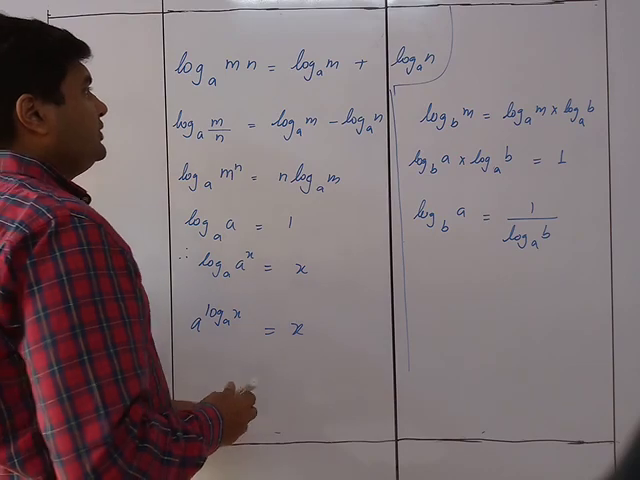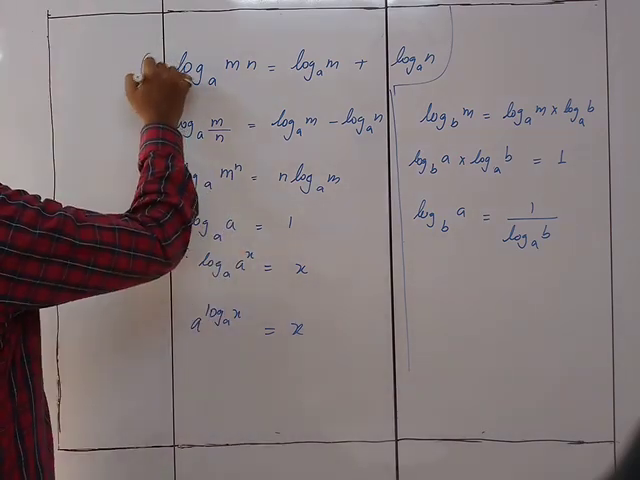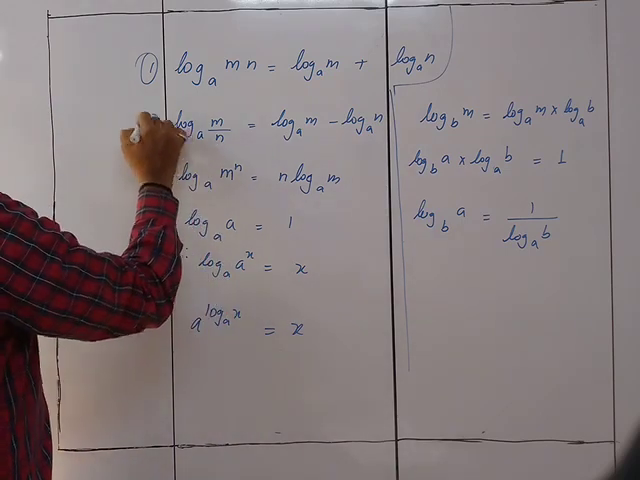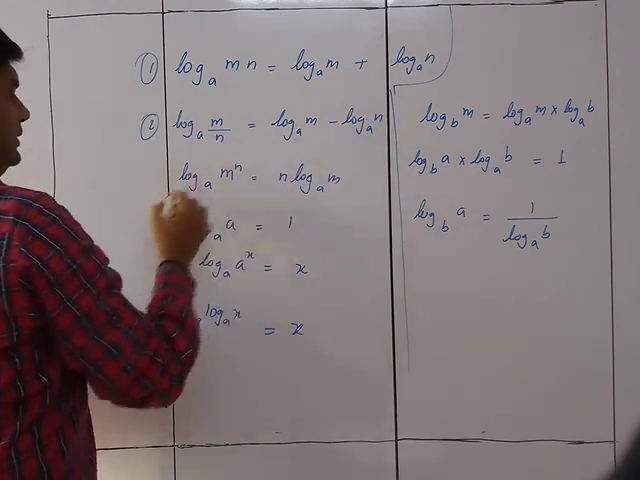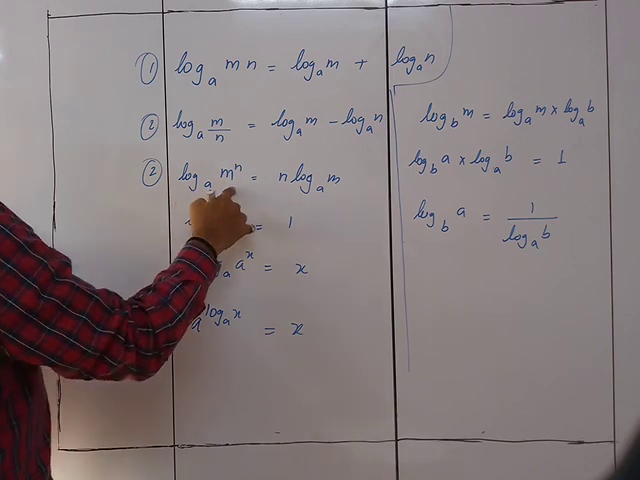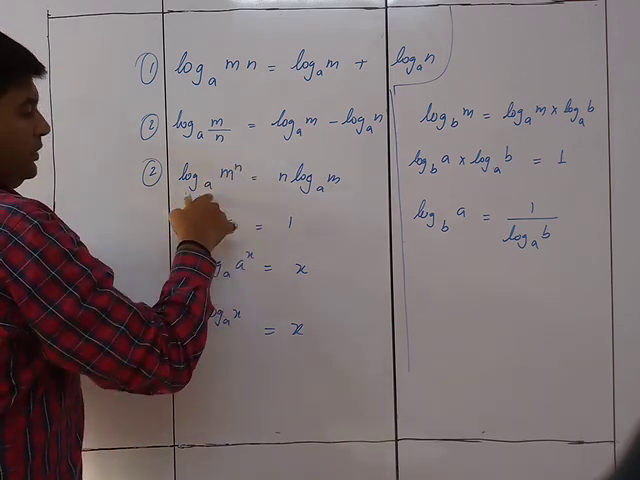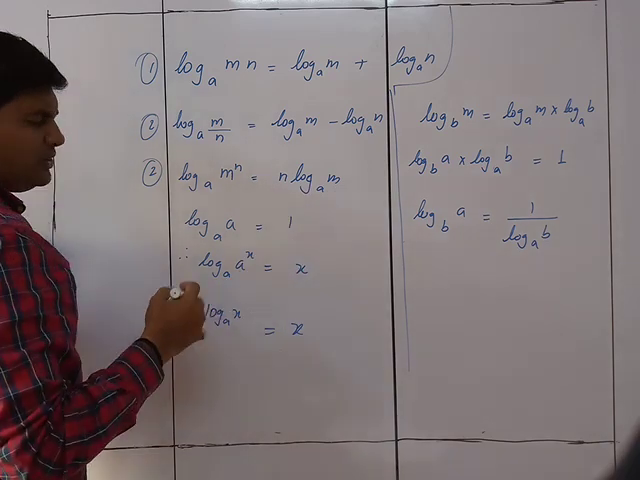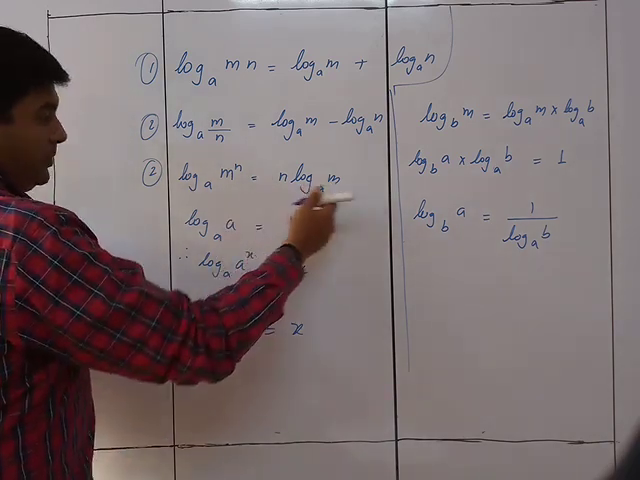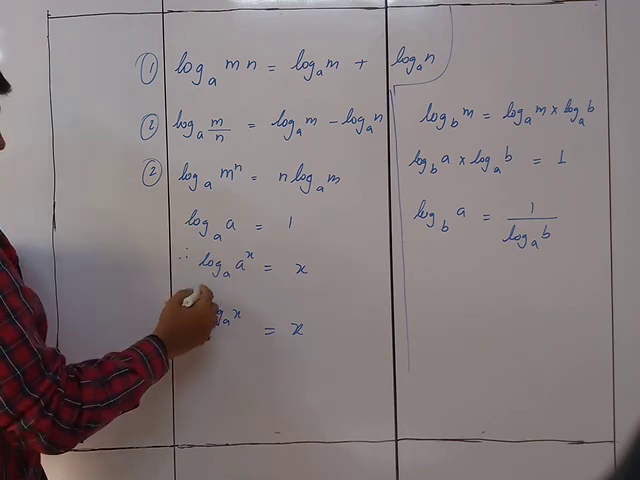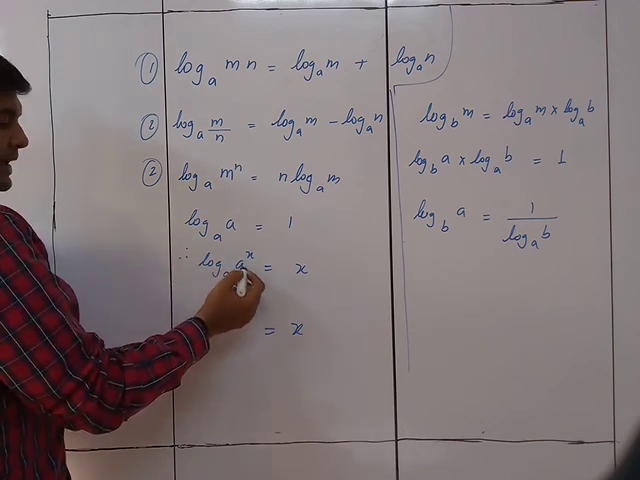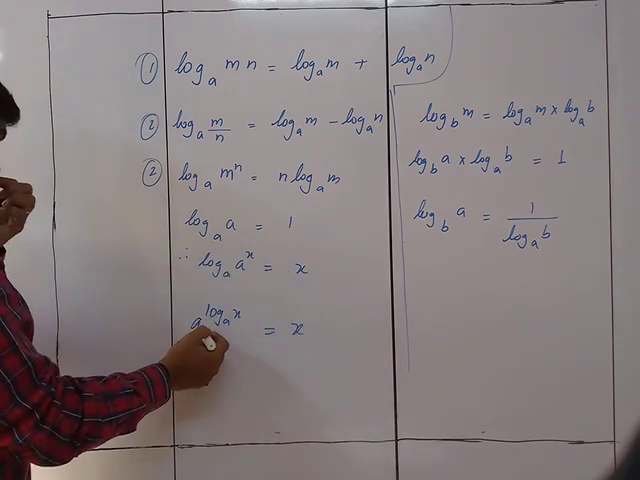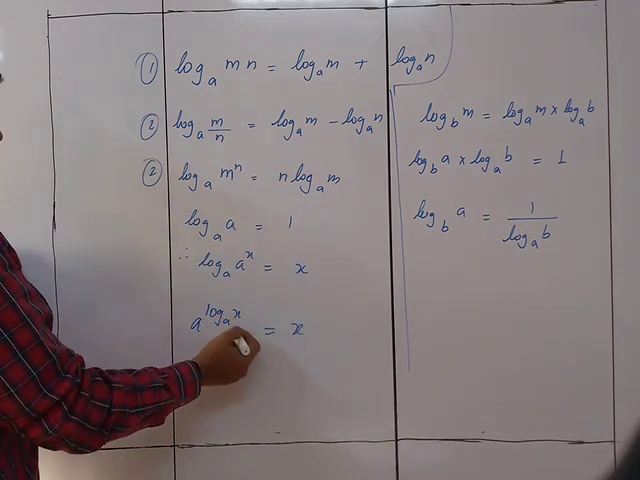So these are the formulas which you need to remember. The first one is log of m into n is log of m plus log of n. Log of m upon n is equal to log of m minus log of n. And log of m raised to n to the base a is equal to n times log of m to the base a. Similarly, we have log of a raised to x to the base a is equal to x.